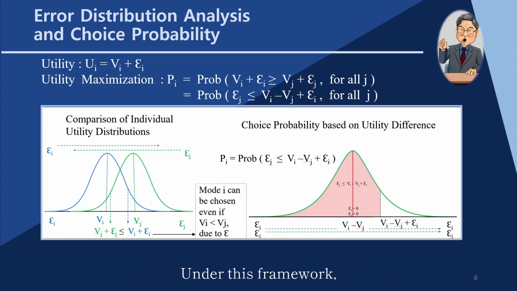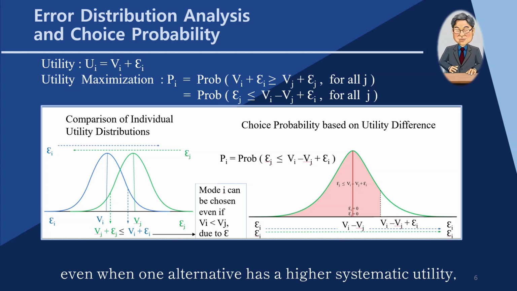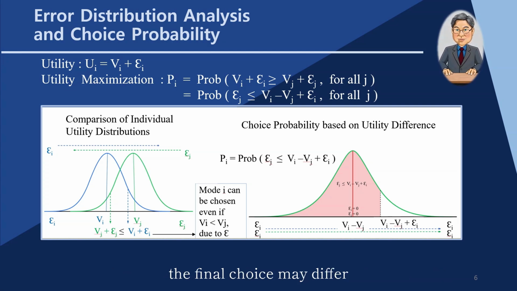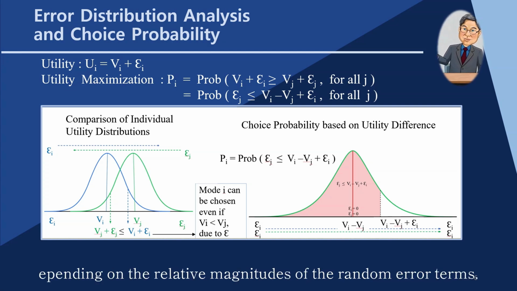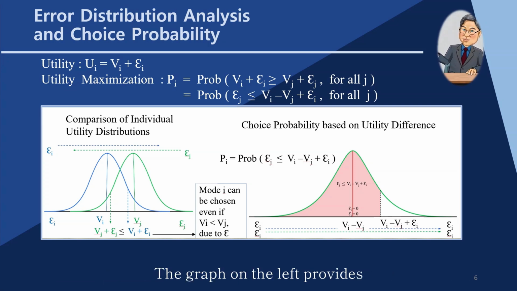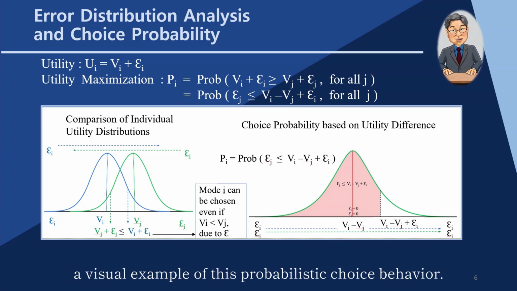Under this framework, even when one alternative has a higher systematic utility, the final choice may differ depending on the relative magnitudes of the random error terms. The graph on the left provides a visual example of this probabilistic choice behavior.